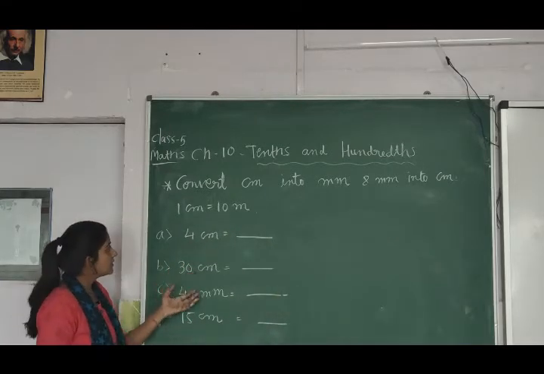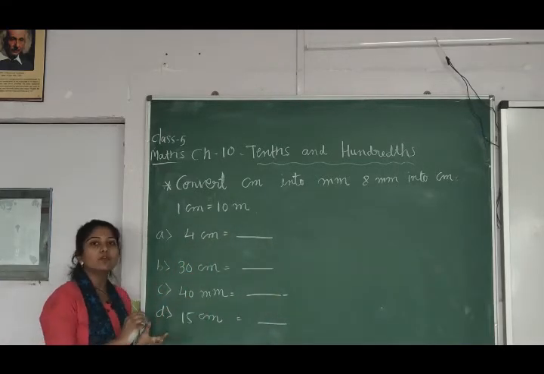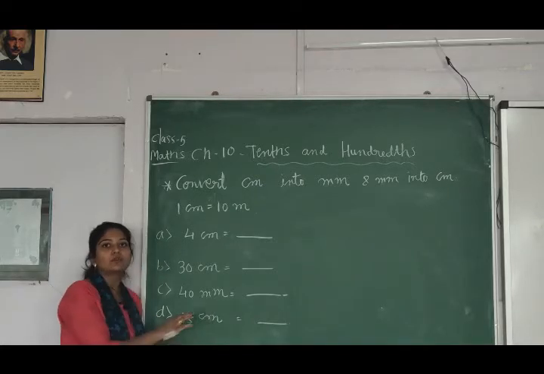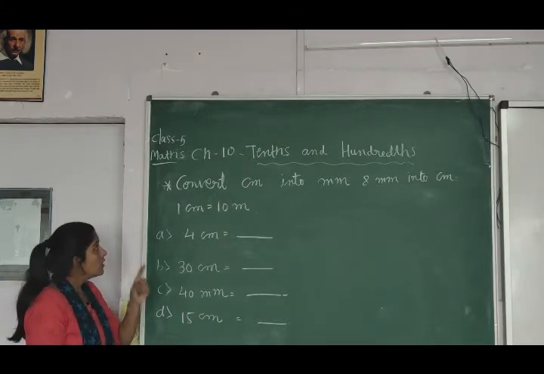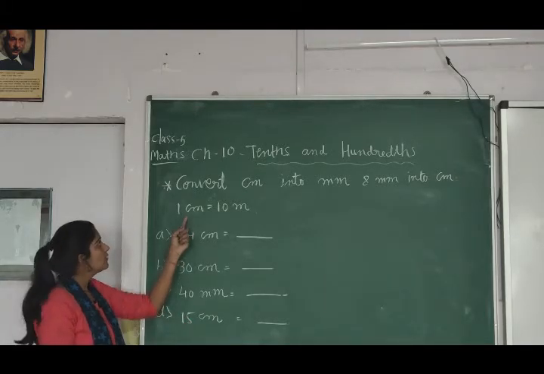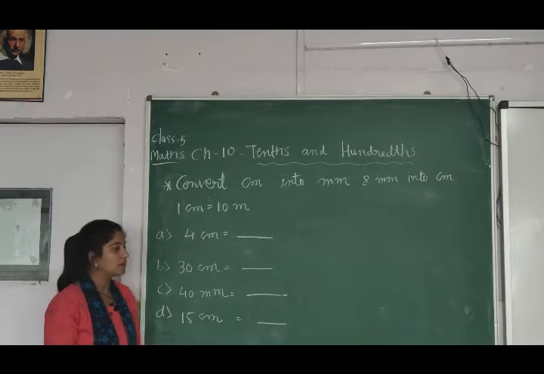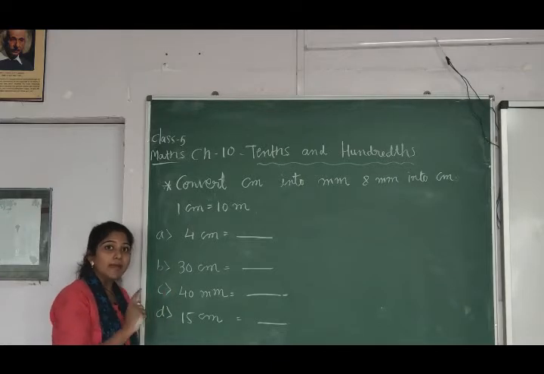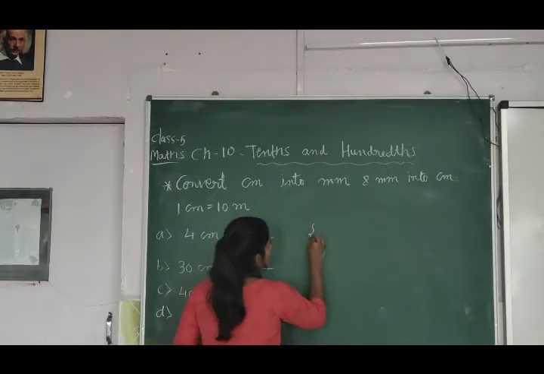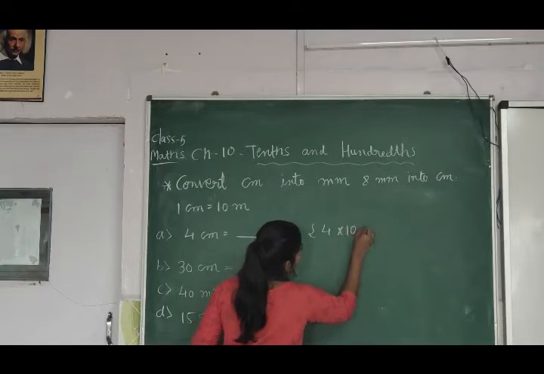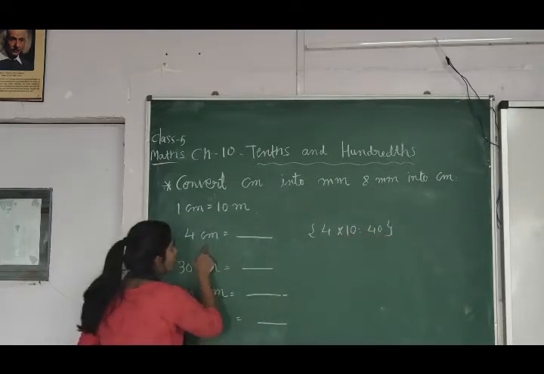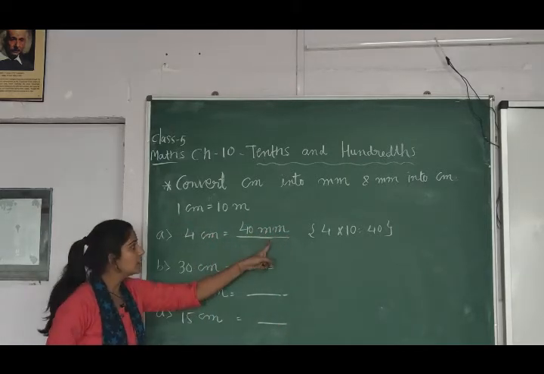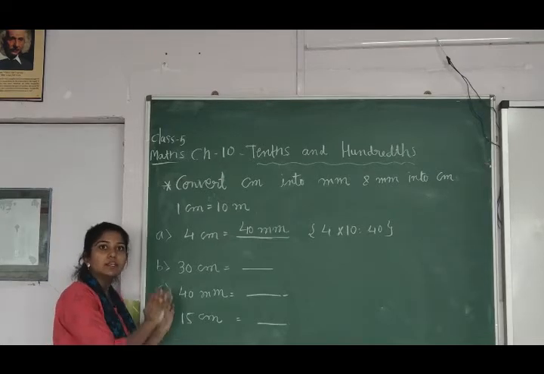If the measurement is given in centimeter, you have to convert it into millimeter, and if the measurement is given in millimeter, you have to convert it into centimeter. How? First you remember that 1 centimeter is equal to 10 millimeter. So 4 centimeter is equal to, how will you get the answer? You will get it by 4 into 10, so you will get the answer 40 millimeter. Why am I writing millimeter here? Because we have to convert centimeter into millimeter.